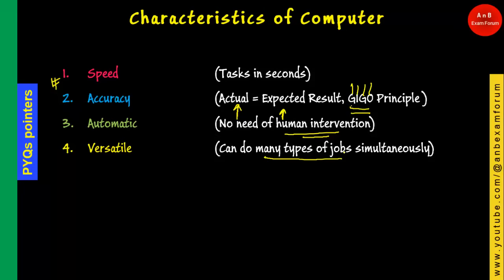Whereas if you talk about computer, it can do a lot of things simultaneously. So it is versatile. The word versatile means that it can do multiple jobs simultaneously. The next one is diligence. Diligence means it never gets bored. As human beings, we get bored after some time, but a machine can never get bored. So the computer has the characteristic that it never gets bored. You can keep it on for several hours, for several years, and it will never get bored.